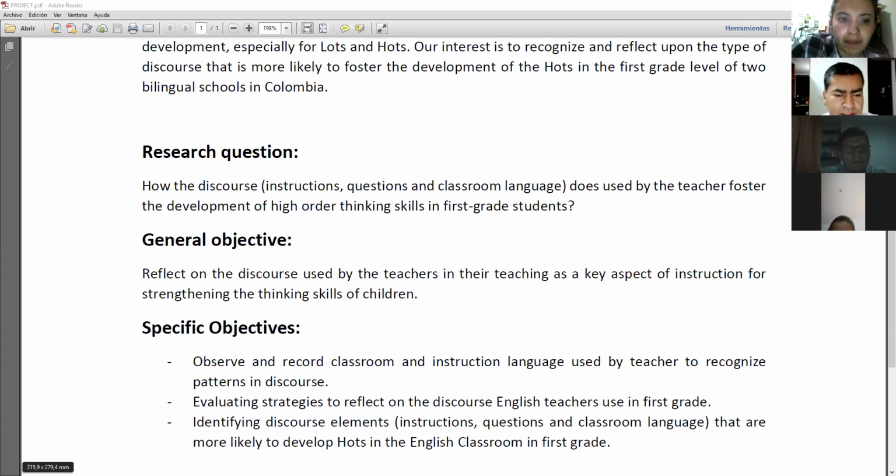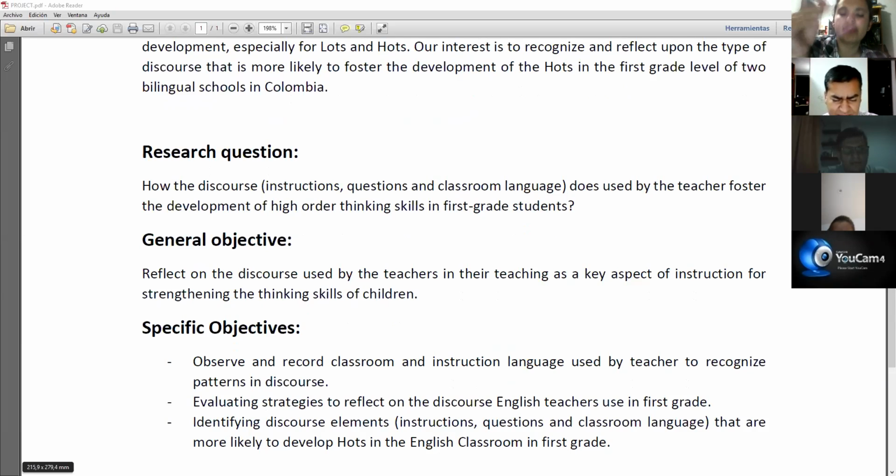Yes. And the research question was, how does the teacher discourses? No, how do? So in that case, how do? Because that would be more teachers. How do teachers' discourses? Yes. Teachers' discourses, instructions, questions, and classroom language foster the development of, etc. Let's start with foster, right? If we have to change it, then we change the word foster. But I think that it's a solid question.